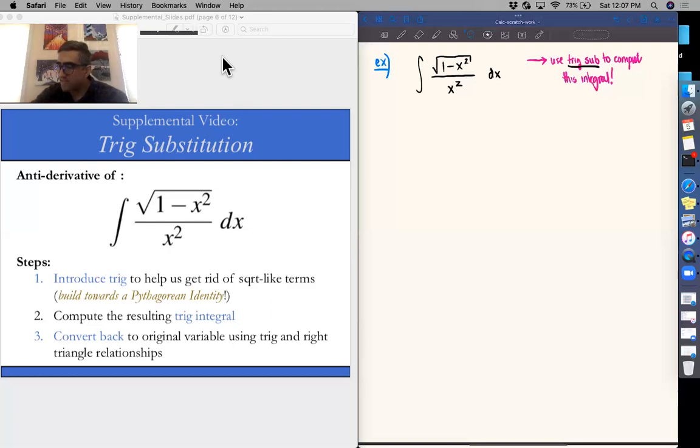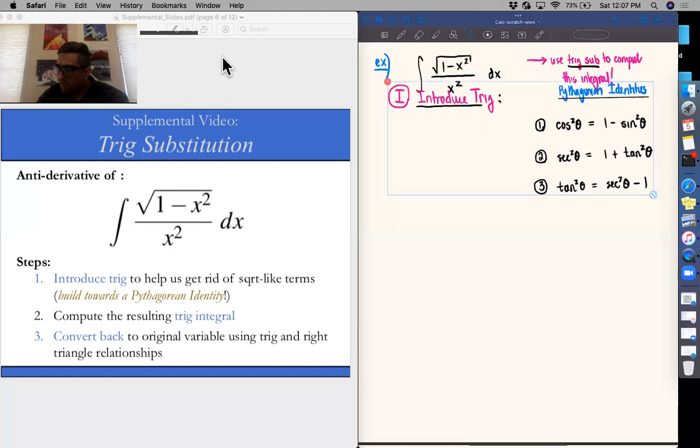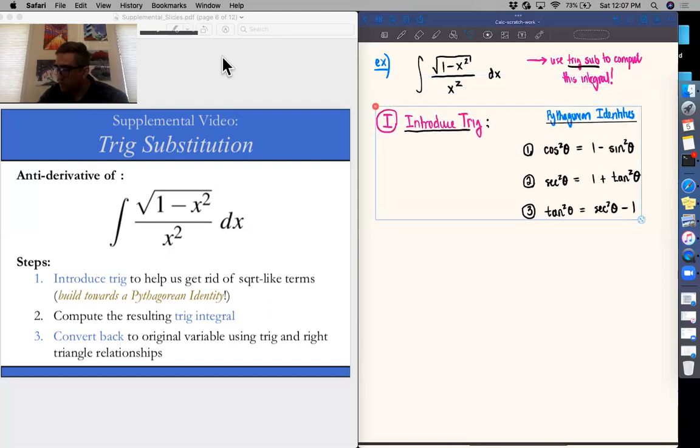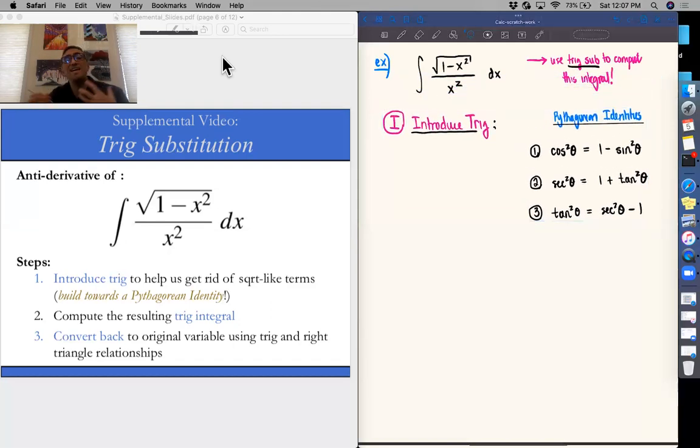And for trig sub, like I said a moment ago, the first thing for us to do is figure out what is the appropriate substitution for us to make. Remember, the way that we introduce trig into these integrals is typically by building towards one of these Pythagorean identities. So at the end of the day, somewhere along the lines, we have the square root of a trig function squared, and that'll help us get rid of the square root.